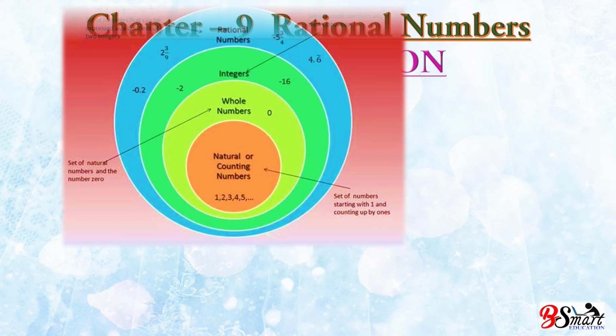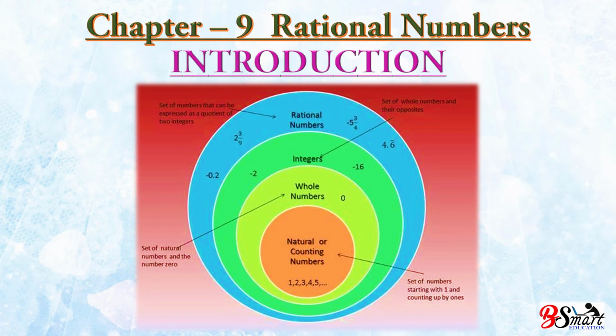Chapter number 9, Rational Numbers. Introduction. You began your study of numbers by counting objects around you. The numbers used for this purpose were called counting numbers or natural numbers. They are 1, 2, 3, 4 till infinite. By including 0 to natural numbers, we got the whole numbers. For example, 0, 1, 2, 3, 4 till infinite.